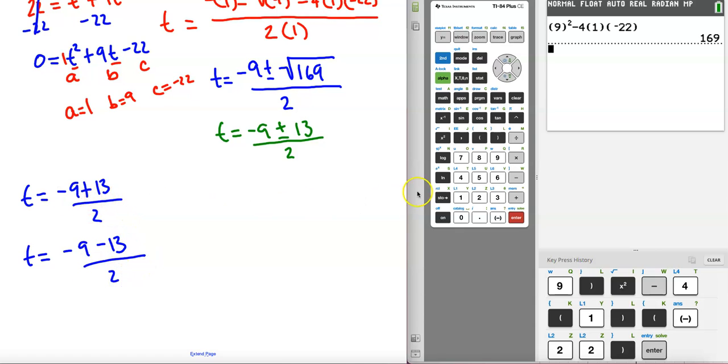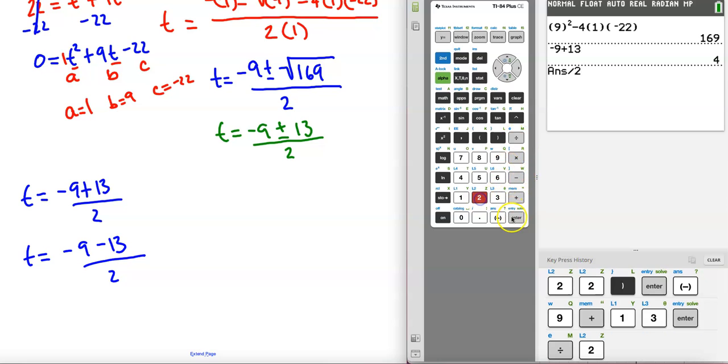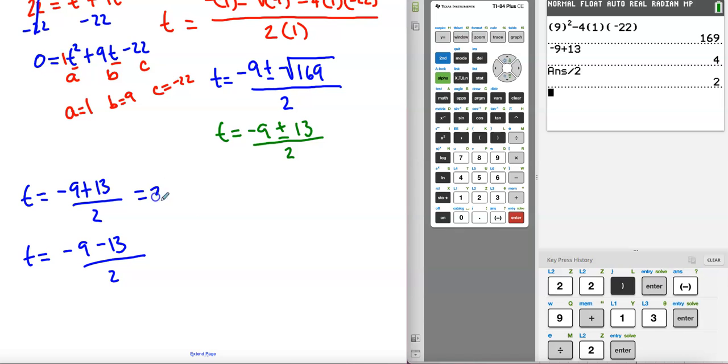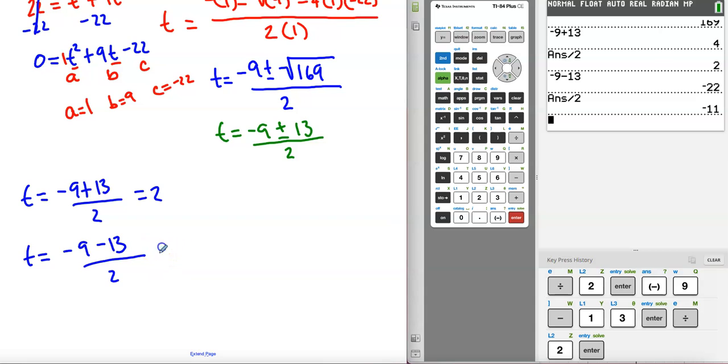Okay, so when you calculate that, you can put that in your calculator. -9 plus 13 divided by 2. That's going to give me 2 here. And then I do -9 minus 13 divided by 2. And I should get -11 here. So you see I have two solutions, but quite naturally, if I'm answering the question above, this is not going to be a solution because time cannot be negative, so therefore it is just 2 seconds.